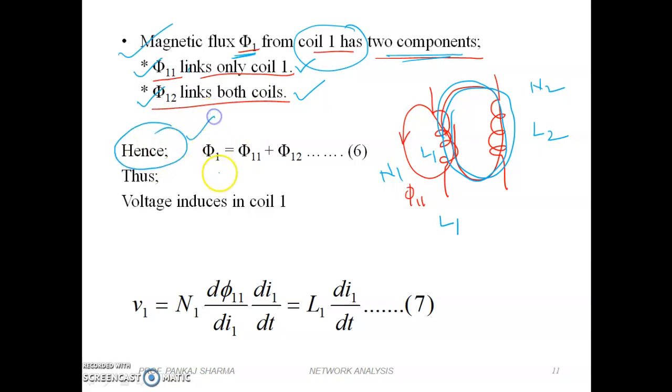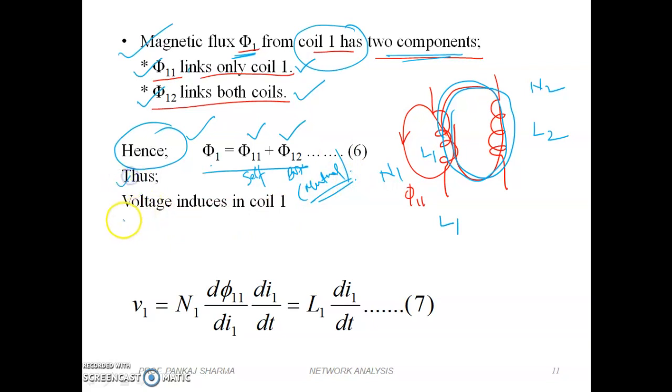Hence phi 1 is actually phi 11 plus phi 12. Phi 11 is the portion of flux generated which links to itself only. This is your self, and this is your both, or you can say mutual.